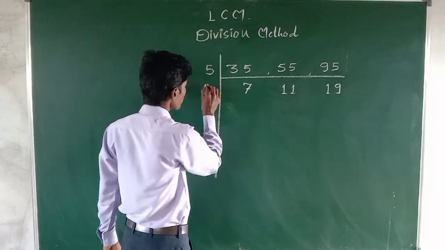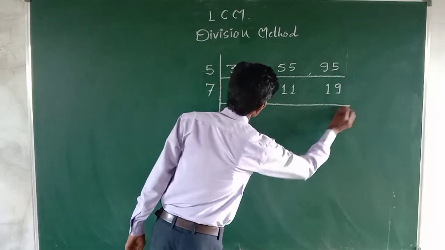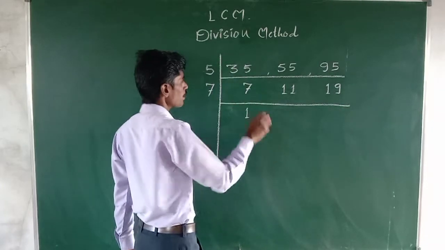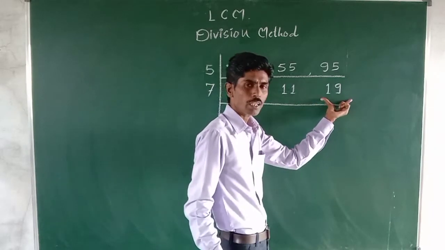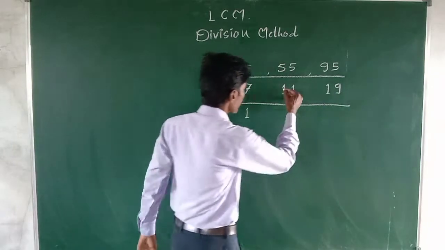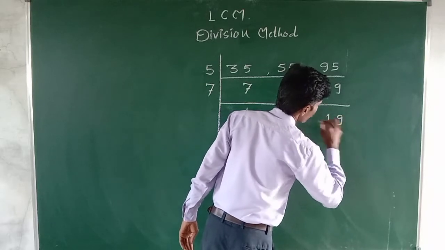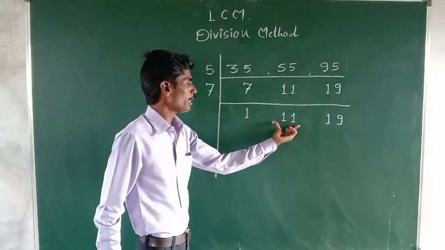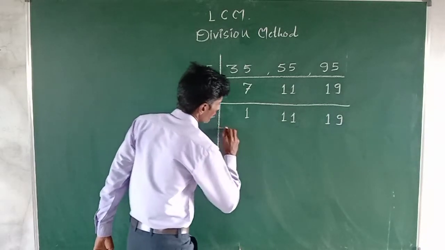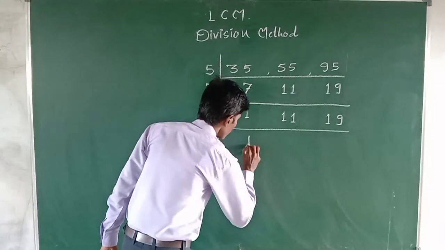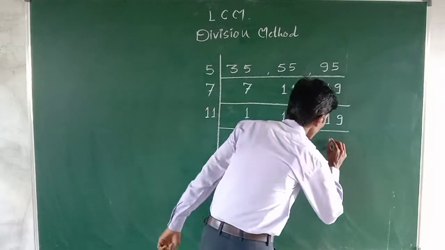We will take 7 first. 7 ones are 7. But by this 7 we can't divide 11 exactly, nor 19. So this 11 comes here as it is, and this 19 also comes here as it is. Now 11 divided by 11, so 1 will come here. 11 ones are 11, and 19 stays as it is.